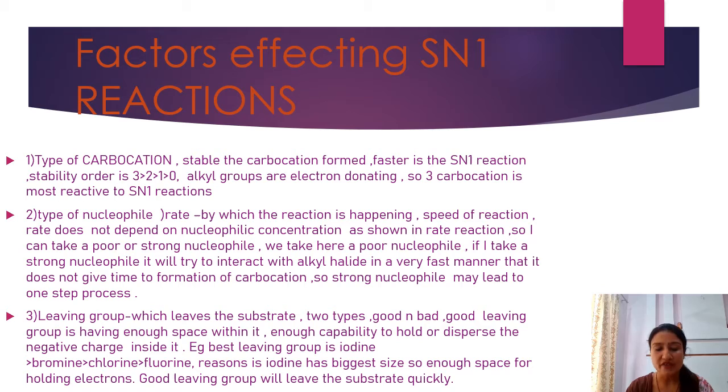A good leaving group has enough space within it, enough capability to hold or disperse the negative charge inside it. The example of this, in case of halogens: the best leaving group is iodine, then bromine, then chlorine, and then fluorine. The reason is iodine has the biggest size, so enough space for holding electrons. A good leaving group will leave the substrate quickly.